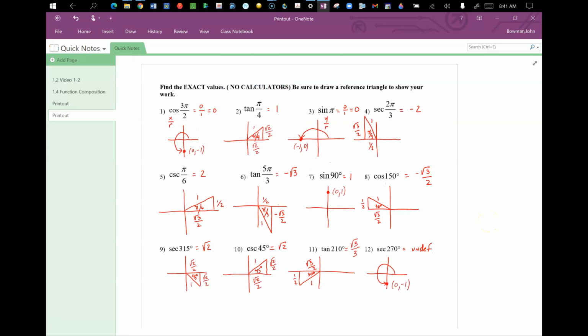Okay, so here are the answers that you should have gotten, along with some pictures to go along with them. If you have any questions on any of these, please make sure to ask your teachers.